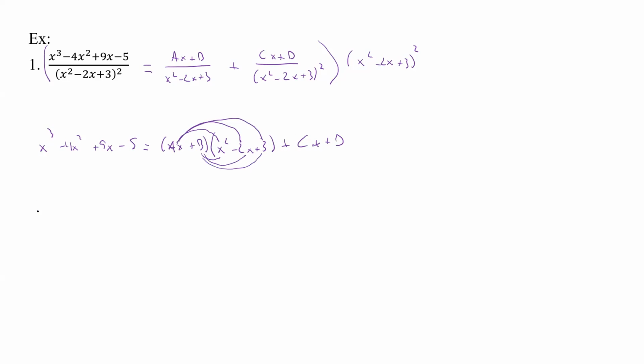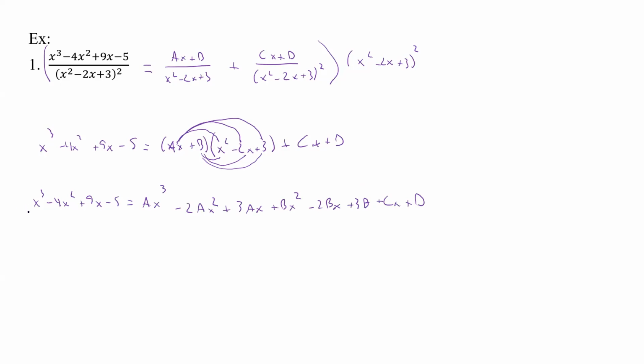So simplifying that, we get x cubed minus 4x squared plus 9x minus 5 equals. Now we take that, and that's going to give us Ax to the third minus 2Ax squared plus 3Ax. Now we take the B's, and that's going to be plus Bx squared minus 2Bx plus 3B, and then plus Cx plus D.